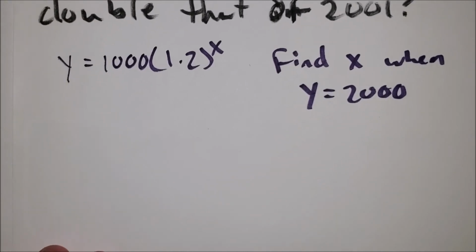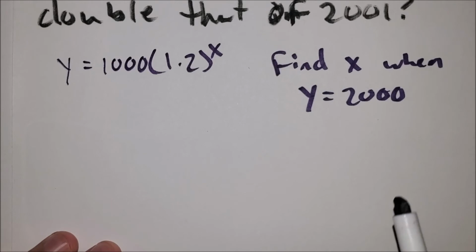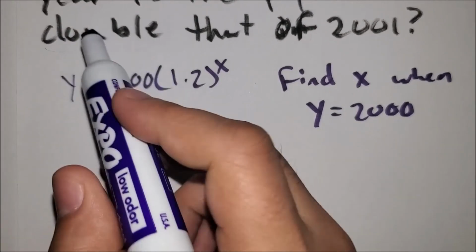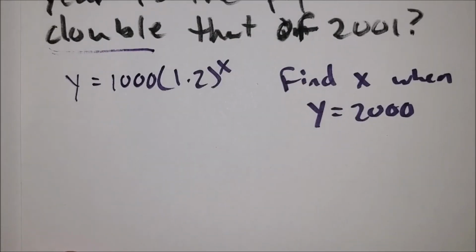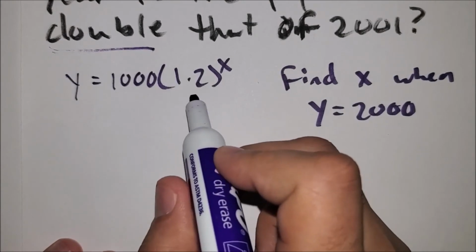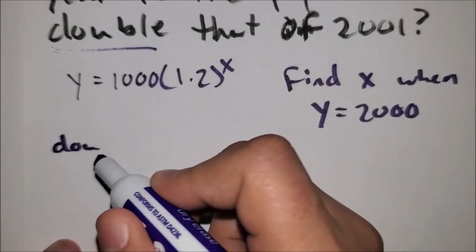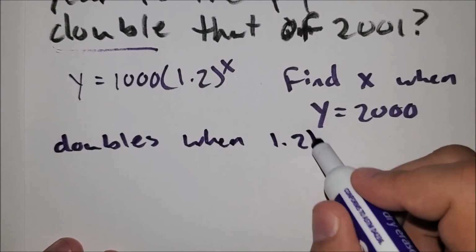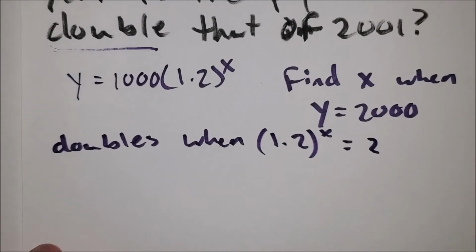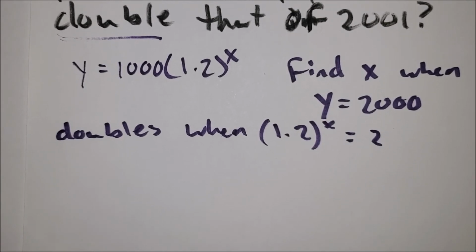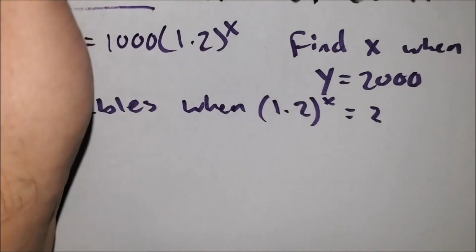So here, we can actually make this really, really simple. All we're doing is we're doubling our population. So we can simply find out when this equals 2. So this doubles when 1.2 to the power of x equals 2. So this makes things a lot easier. And so we can go ahead and just make a little table and put some values in.